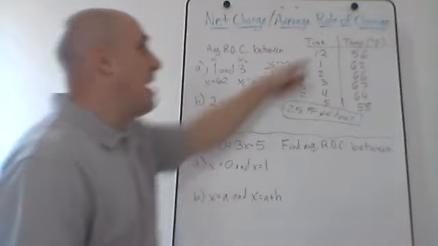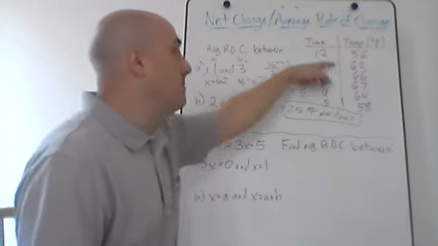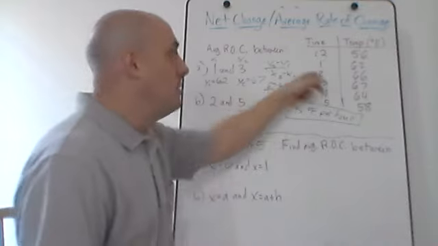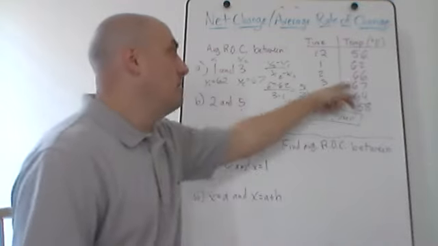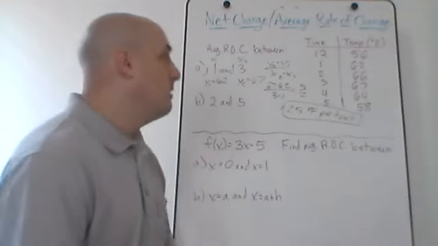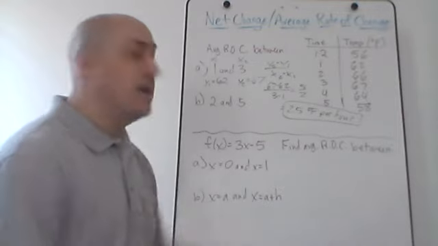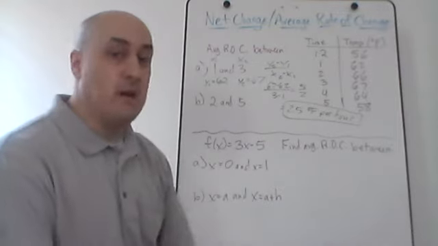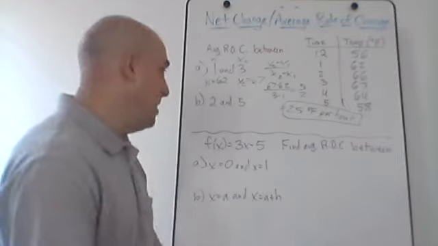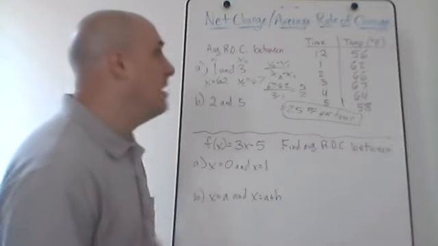That doesn't mean that every hour between 1 and 3 the temperature went up 2.5. We can see between 1 and 2 it went up 4 degrees, and then between 2 and 3 it only went up 1 degree. But on average between 1 and 3 it went up 2.5 degrees Fahrenheit per hour. That's average rate of change. Between 2 and 5 o'clock, same deal.